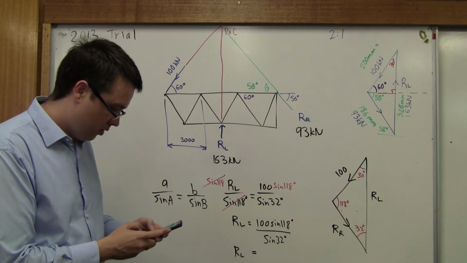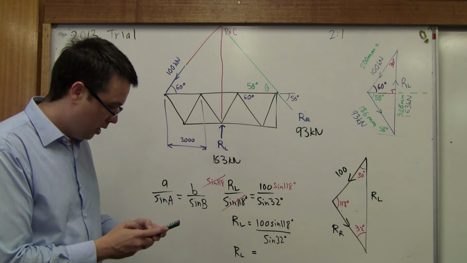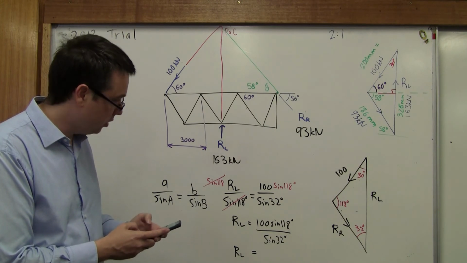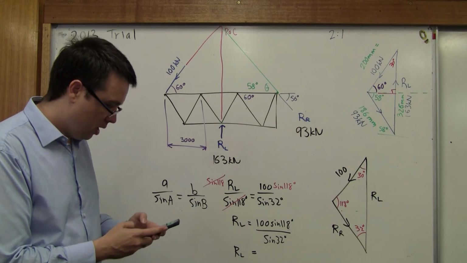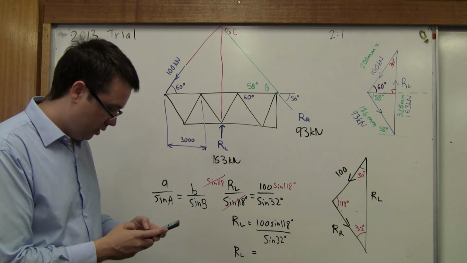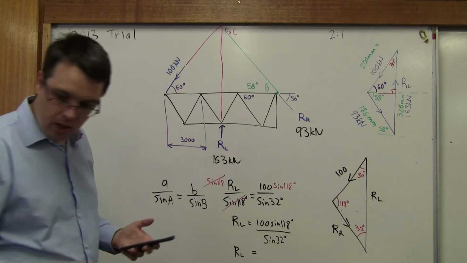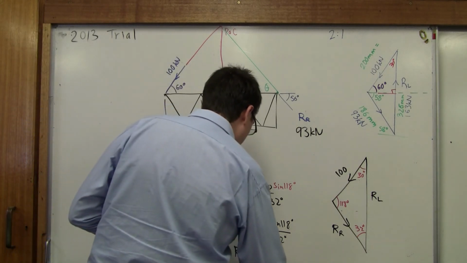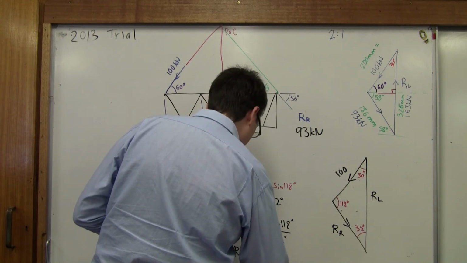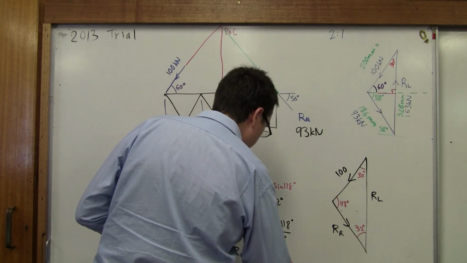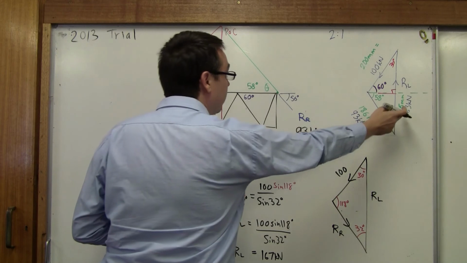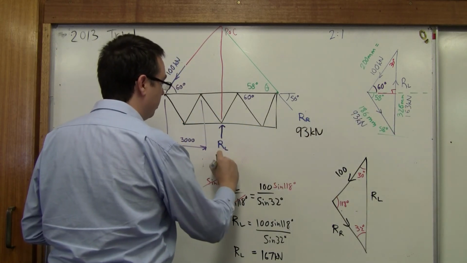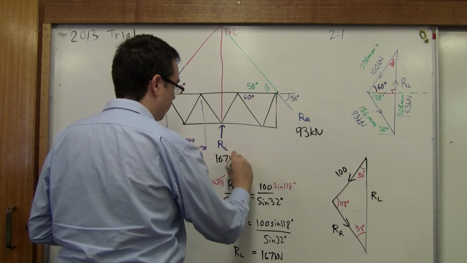100 sine 118 divided by... no, I know I have to type in the whole thing on my calculator. I have to type it in one line at a time. Equals that divided by sine 32 equals that. I get an answer of 116. Sorry, 166. 166 rounding up to 167 kilonewtons. Let's have a look. How does that compare? That's pretty close. So our actual answer, we're going to go 167 kilonewtons.